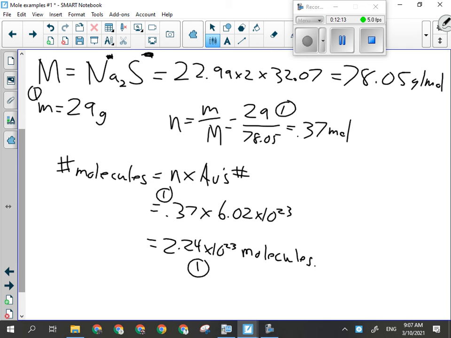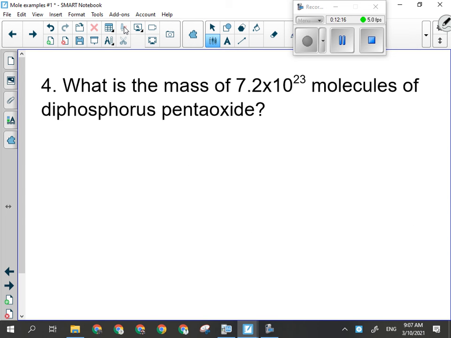All right, last one. It's the reverse of what we just did. This time you're being told the number of molecules. You need to get the number of moles from the number of molecules, and then use the mole equation to get the mass. I'll give you a couple minutes to try that one.